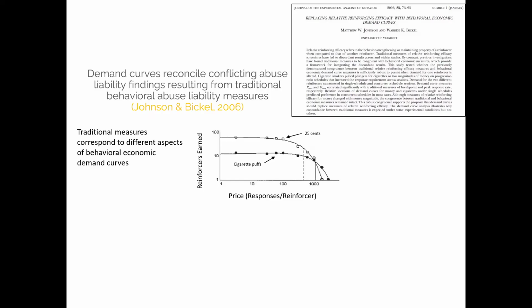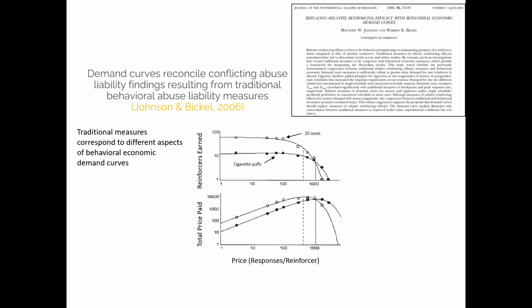So just looking at these data, you can say, well, what's the better reinforcer? At lower prices, it looks like money is. At higher prices, it looks like cigarettes are the better reinforcer. Another type of output you get from these experiments, taking the same data set, is the response output function. Here it's the same thing as the demand curve, except on the y-axis, instead of reinforcers earned, we have total price paid.